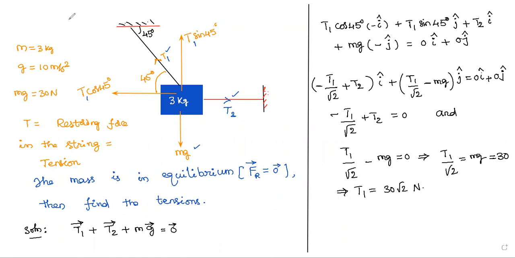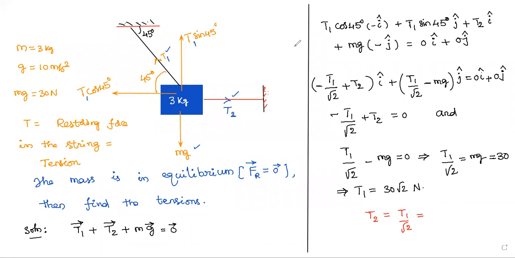Now you go to the first equation. T1 is the answer for one of the questions: find the tensions. So the T1 part is over. To find T2, I go to this equation. From this equation, I keep T2 on the left hand side, equals, taking minus T1 by root 2 to the other side, plus T1 by root 2. So T2 is equal to T1 by root 2.